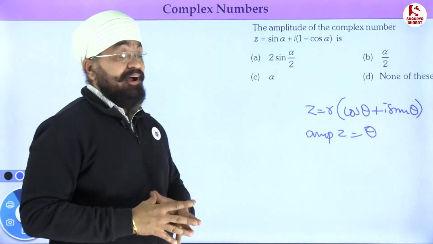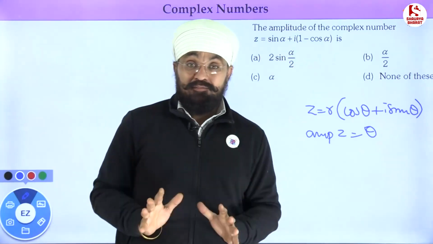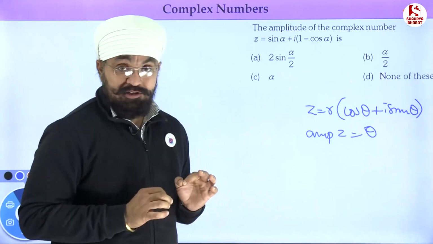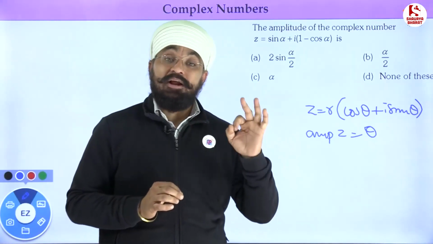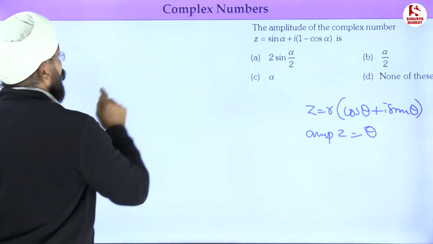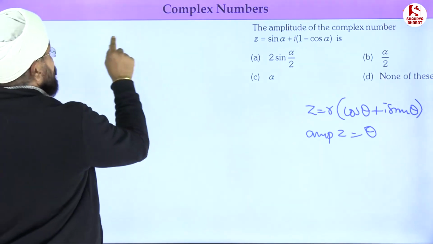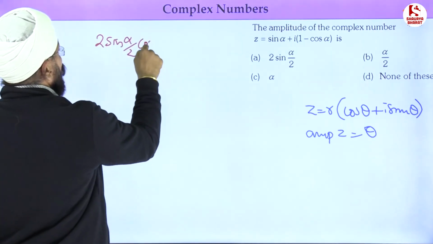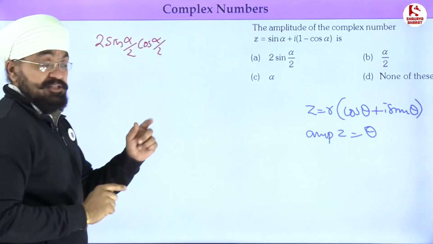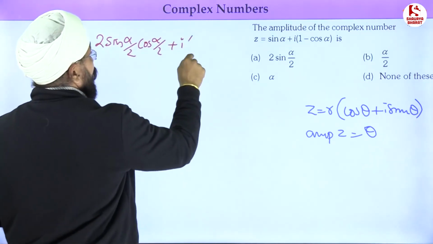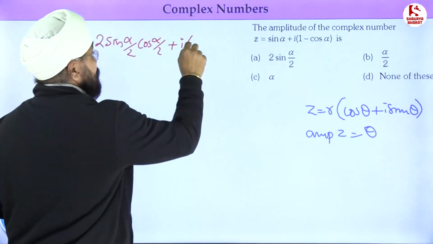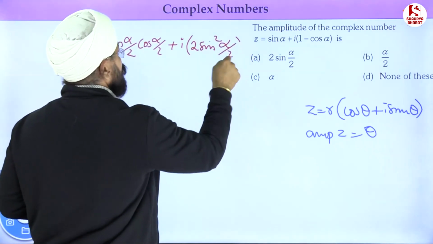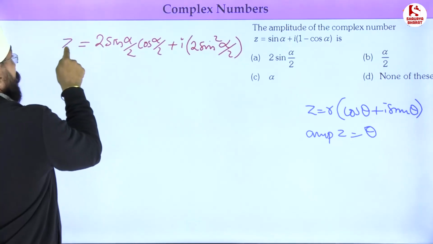Clear? So first we have to convert this into a standard form. Standard form means the term without iota should be in terms of cos, and the term with iota should have sine. So in that case, I'll apply the formulas of trigonometry. Here we'll write sine alpha by 2 cos alpha by 2 for the first part, and then iota times 1 minus cos alpha. This is actually 2 sine square alpha by 2. So this is our complex number.